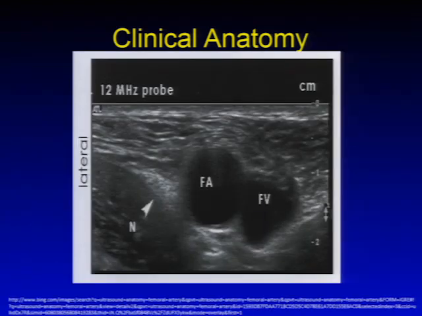This ultrasound image shows the relationship of the femoral nerve, artery, and vein in the inguinal region, with the nerve being the most lateral structure. So on the slide you can see the nerve, the circular and non-compressible femoral artery, and then the femoral vein being the most medial structure.